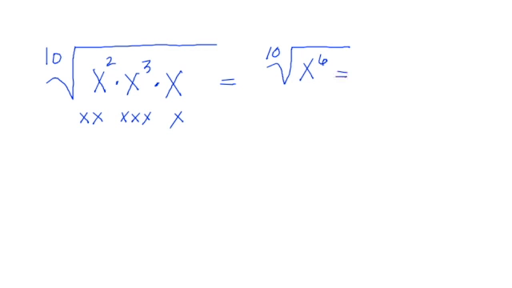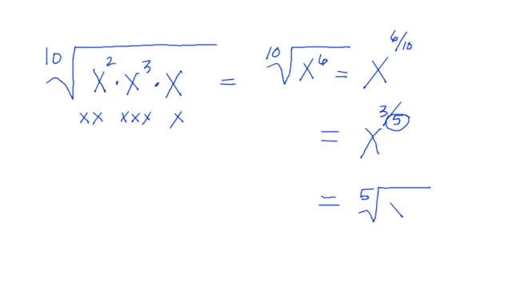Now, that, if we rewrite it into rational exponent form, is x to the 6/10. Okay, look at that. We could simplify that. 2 goes into 6 3 times. 2 goes into 10 5 times. So that would simplify to that. And then if we were asked to write it in simplest radical form, the 5 denominator is the index, x to the 3rd. Okay.